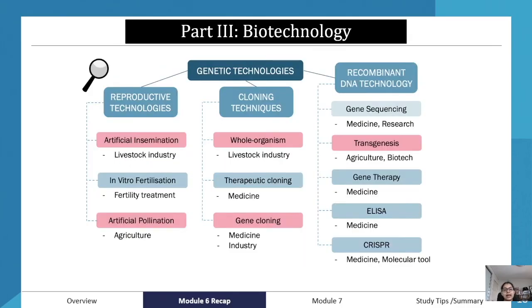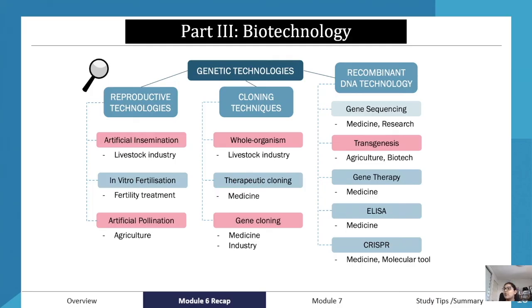So here are the three different types of genetic technologies that we will be looking at in this module. You will see that in the syllabus some of them are specified, so the ones that I've highlighted in pink there for you, those are the ones that are specified in the syllabus, but of course you still want to know examples of the others as well.